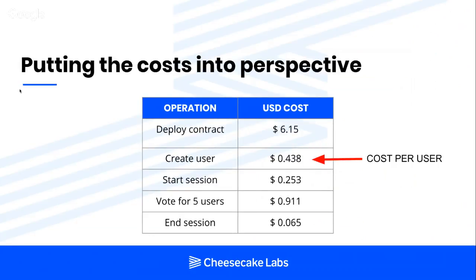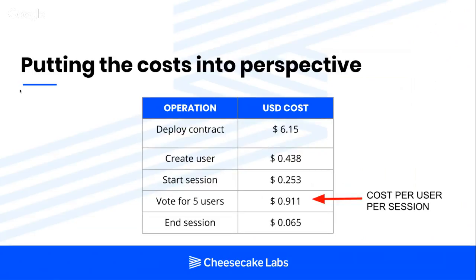This cost here would be per user. So if we have 10 users, we will pay $4, and that will escalate for as many users that we have on this app. But still, it's a one-time only cost. You create a user, it's on the contract. But then we have the cost for the votes. This is per user and per session. So you are paying almost $1 for 1 user to vote every Tuesday.